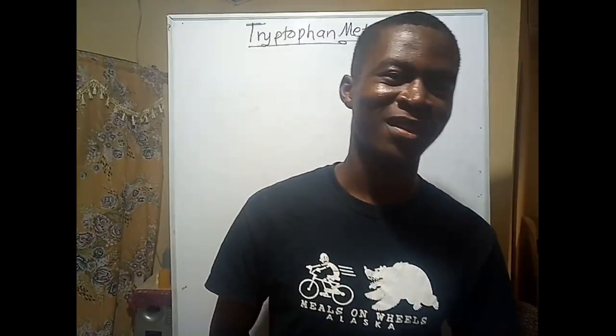Today we are going to look at the metabolism of a very important amino acid called tryptophan. Now in the metabolism of tryptophan, we are going to look at the major intermediates or the major products that come out of this metabolism and also important clinical correlates that are associated with this metabolic pathway. Follow me as we go through.